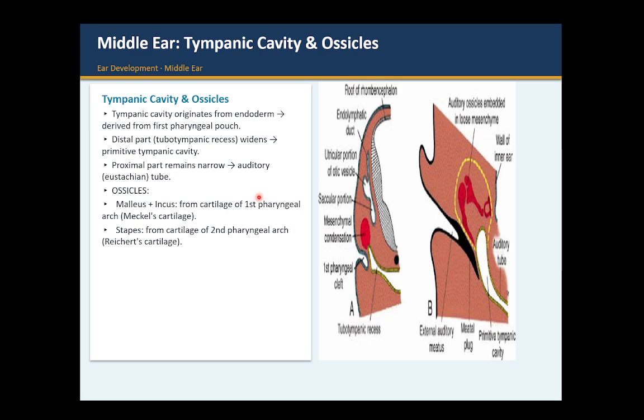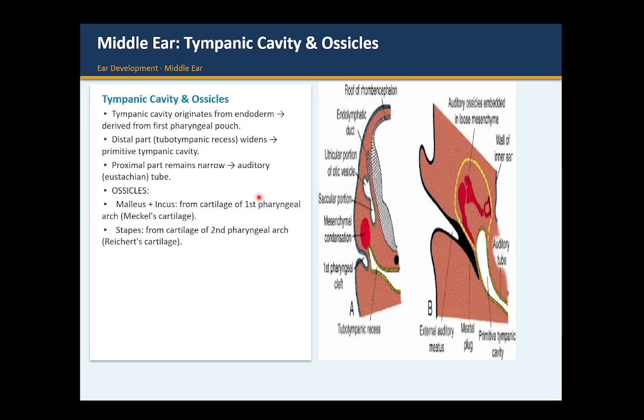On the inner side, there is no overgrowth. So on the inner side, you have the first pouch, the second pouch, the third pouch, and the fourth pouch. The endodermal pouches are all there. First, second, third, fourth. The first pouch, which is between the first and the second arch, is going to extend backwards.